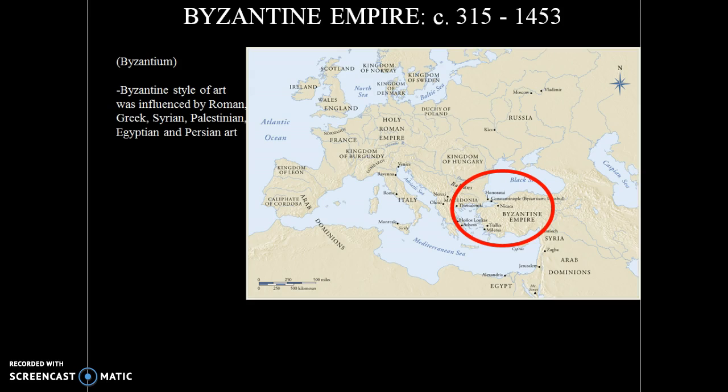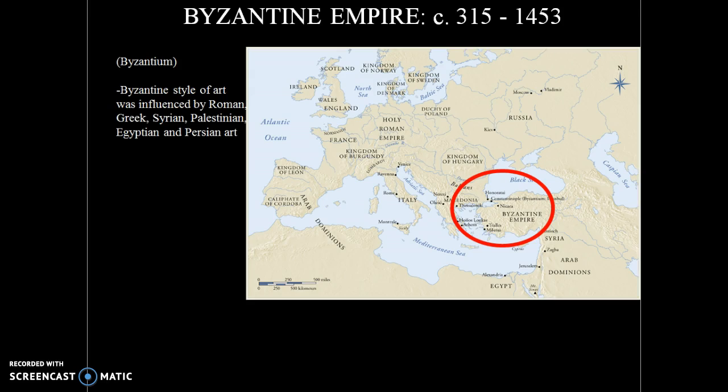Originally, or at least earlier, I guess I should say, Byzantium was a Greek colony starting around the 7th century BCE. When it becomes the capital of the Roman Empire, Constantine makes it a Christian empire. And he becomes, and his successors become, the emperor appointed by the Christian God to rule.